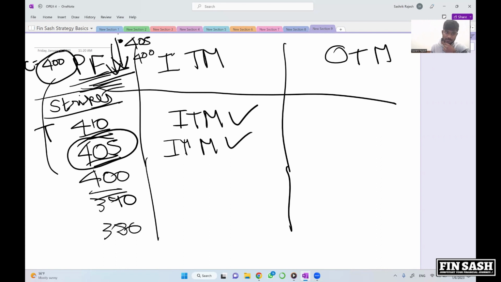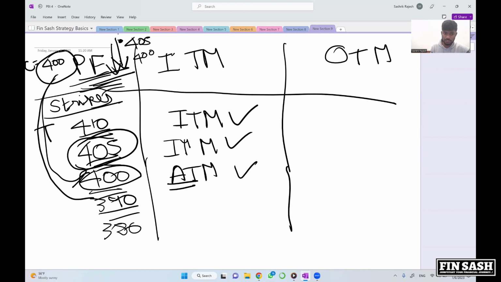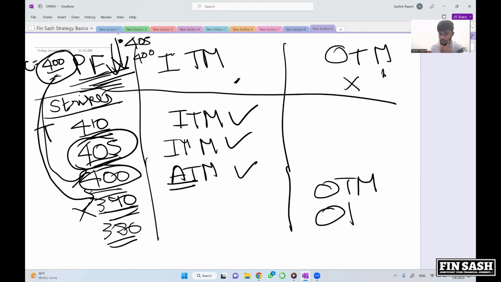400. So this case is a bit different, right? It's neither true nor false. It's like in between. So we call those options ATM or at the money, right? So in the money, at the money, and out of the money. Okay. 390. Is the condition true? Is 390 above 400? False, right? So it's an OTM option. So whenever the condition is false, it's an OTM option. Whenever the condition is true, it's an ITM option. 380? No, right? So again, OTM.